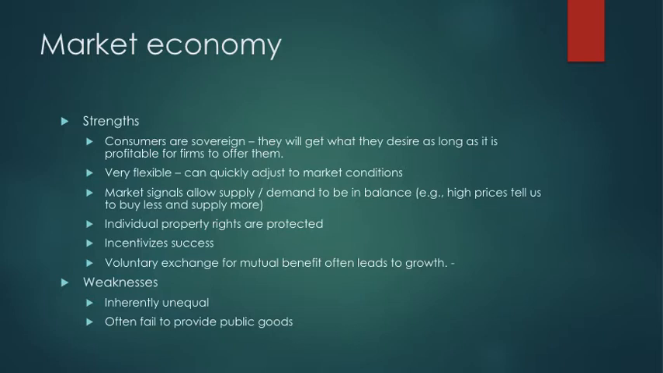And so individual property rights are protected. You're able to accumulate as much property as you want, and you're able to accumulate it how you want as well. And nobody else can take it from you unless you voluntarily exchange it. It incentivizes success, and because of this, it often leads to economic growth because both sides win in every voluntary exchange. The big weakness is, yes, it's unequal. The reality is that people have different skills, different abilities, different tolerance for risk, and as a result, a market economy is unequal.